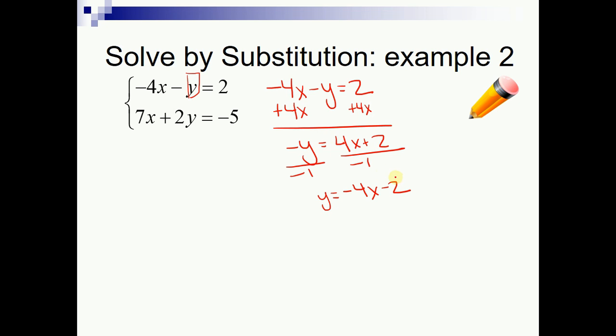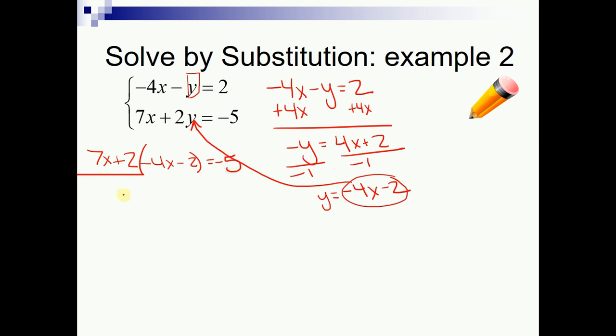Now, what I'm going to do is take this negative 4x minus 2 and plug it into my bottom equation. I got to substitute in for y, so I don't have any more y's in my equations. So I will have 7x plus 2 times, not just y though, because y is equal to negative 4x minus 2, and that equals negative 5. Let's start my solving process here. So, do my distributive property. I got 7x minus 8x, that is negative 1x, minus 4 equals negative 5.